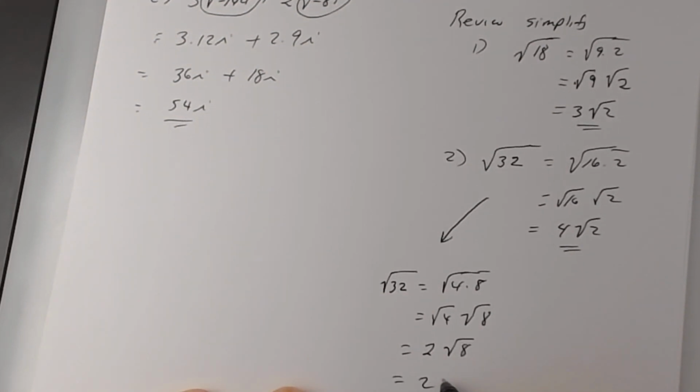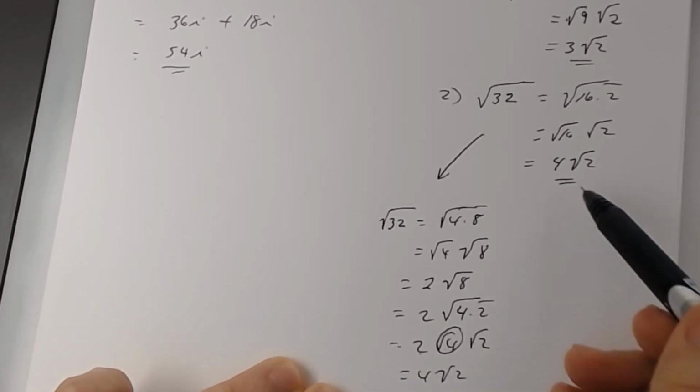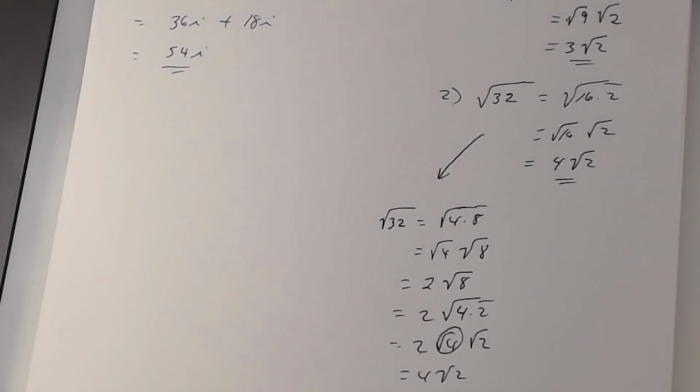So it becomes 2 times the square root of 4 times 2, right? Splitting it apart, just like we did previously, that becomes 2 square root of 4, square root of 2, and this square root of 4 is what? 2. And this 2 times 2 is 4, so you get 4 square root of 2. All right. See how much easier it is if you use the largest. Use the largest.